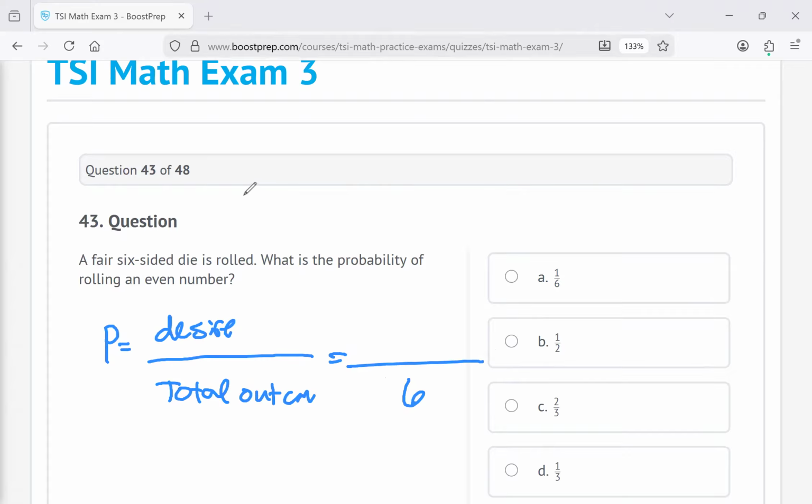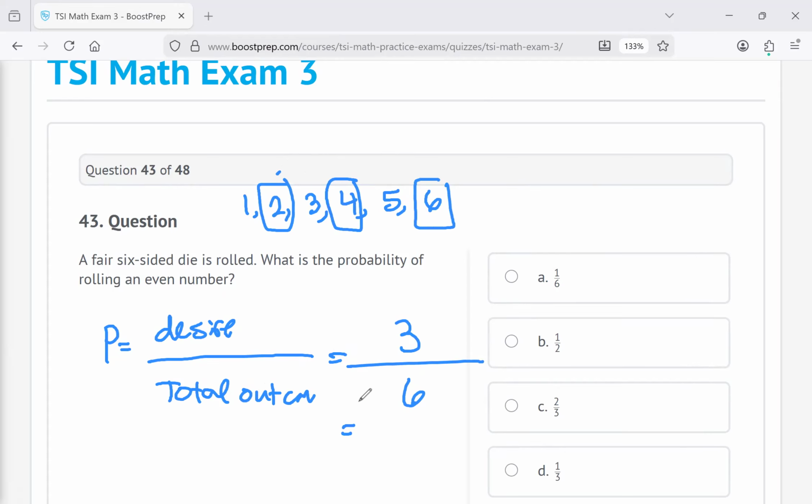So you have a one side, a two side, a three side, a four side, a five side, and a six side. Which of these numbers are even? Two is even, four is even, six is even. So you have a total of three chances. So it's three out of six, which can be divided by three. Six divided by three is two, so it goes to one half.